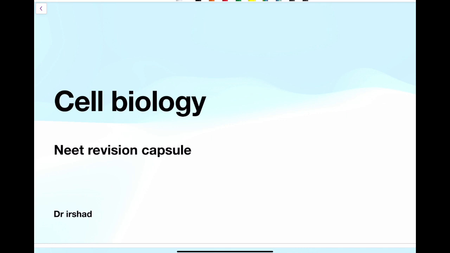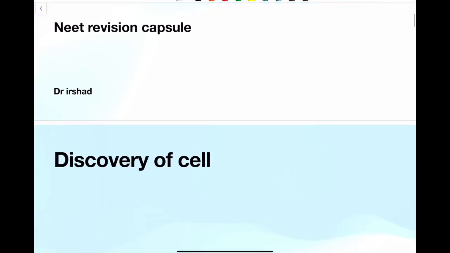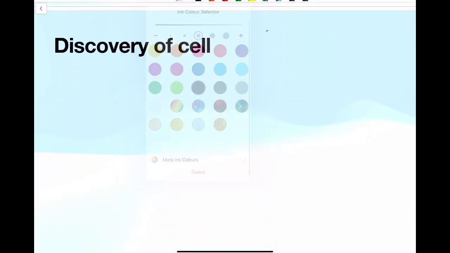Today we are going to discuss the cell biology chapter in terms of the NEET revision, and we are going to highlight the most important points from NCERT that you must give more emphasis on. So, mainly, our target is to discuss those points which are very important in this cell biology. So, let's start from the first topic, that is the discovery of the cell.